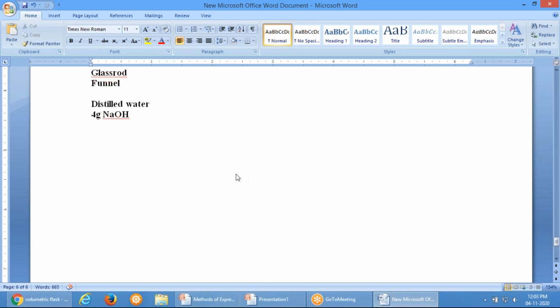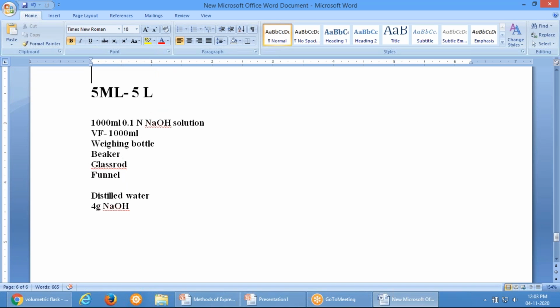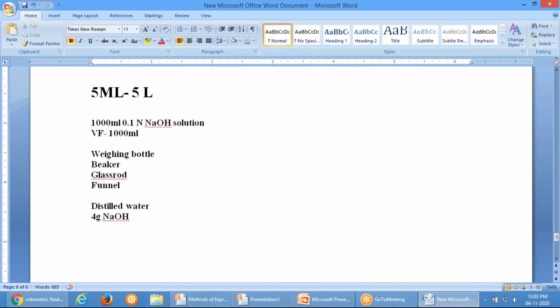Similarly, you need to prepare a primary standard. The primary standard is oxalic acid. What strength are you going to standardize? 0.1 normal. So the same strength of oxalic acid should be prepared: 1000 ml of 0.1 normal oxalic acid. How much will you take for 1000 ml of oxalic acid? 6.3 grams, because 63 grams in 1000 ml is 1 normal.